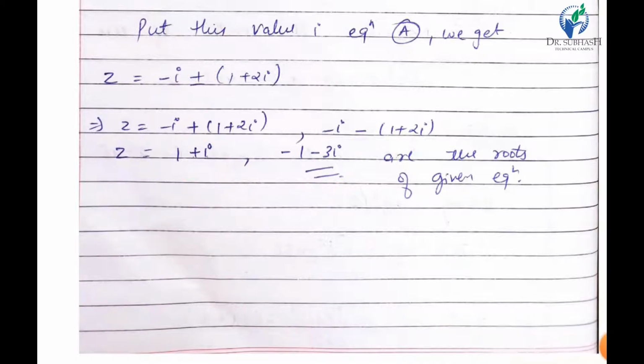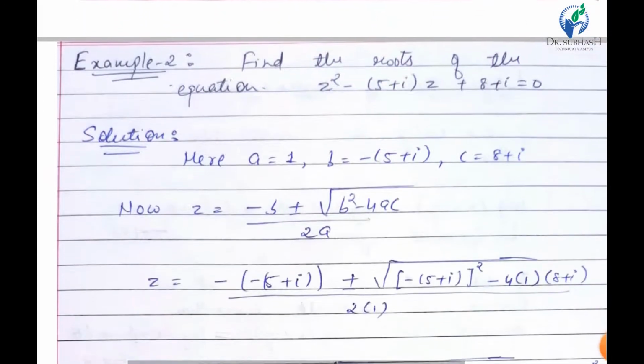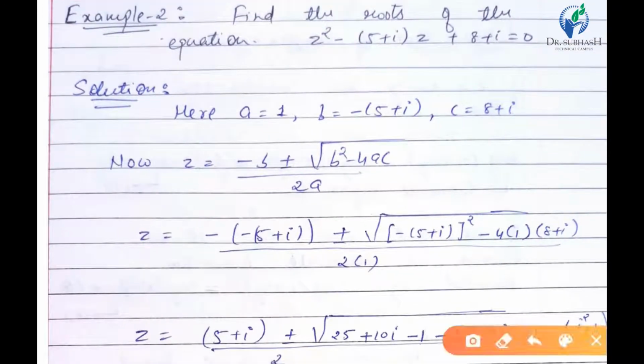Now let us take one more example. Find the roots of the equation z square minus (5 plus i)z plus (8 plus i) equal to 0. Again, what is the procedure? First, we will write the values of a, b and c. See here, the coefficient of z square is 1. So, a equal to 1. Coefficient of z is minus (5 plus i). So, b equal to minus (5 plus i). And the rest part is c, that is 8 plus i.